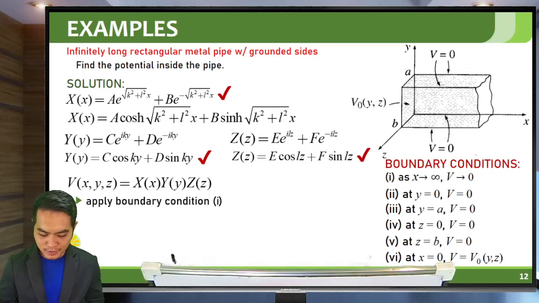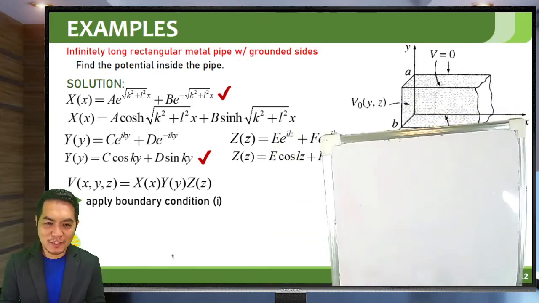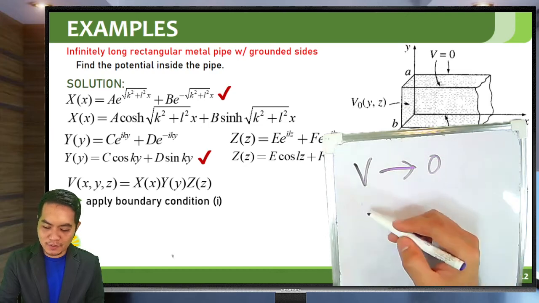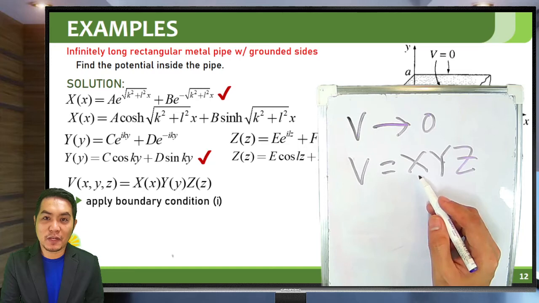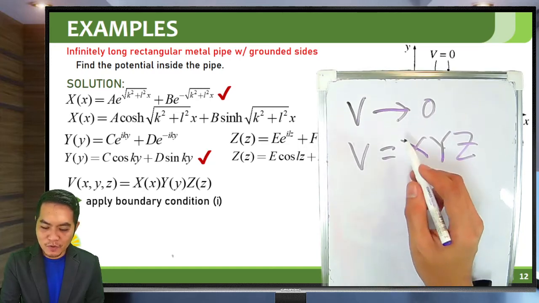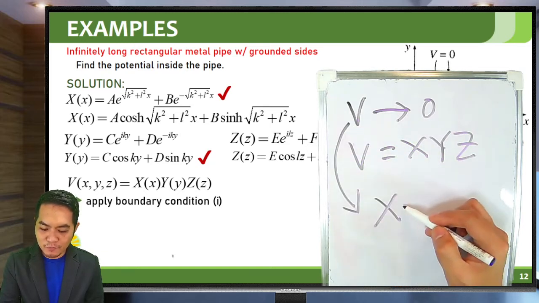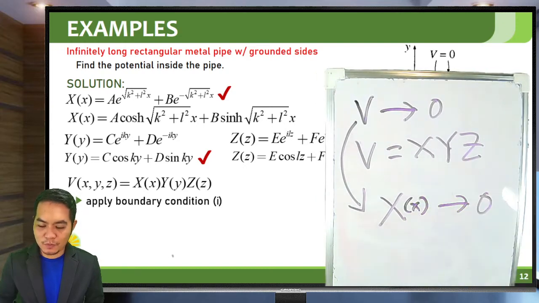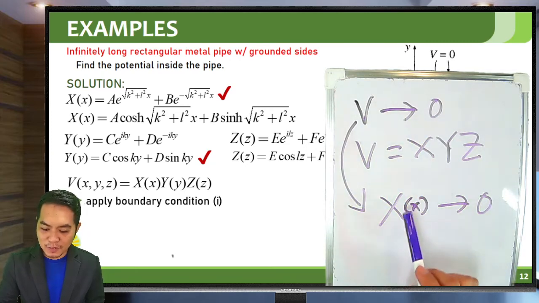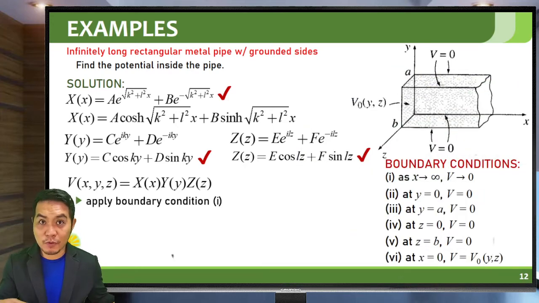As x approaches infinity, the potential must approach 0. So instead of writing the whole potential, when the potential V, a function of x, y, and z, approaches 0, and since we are only talking about the x boundary condition, it's just equivalent to saying that the function X, as a function of the variable x, must approach 0. The same for y and z.